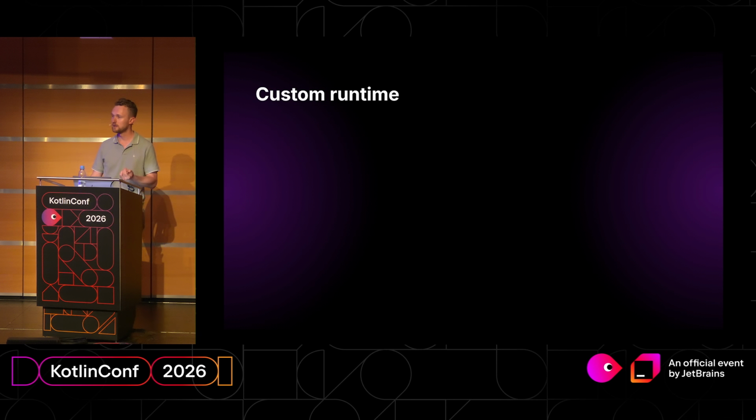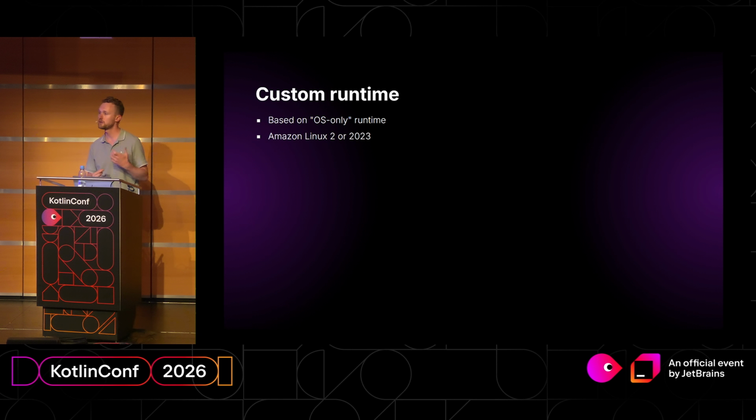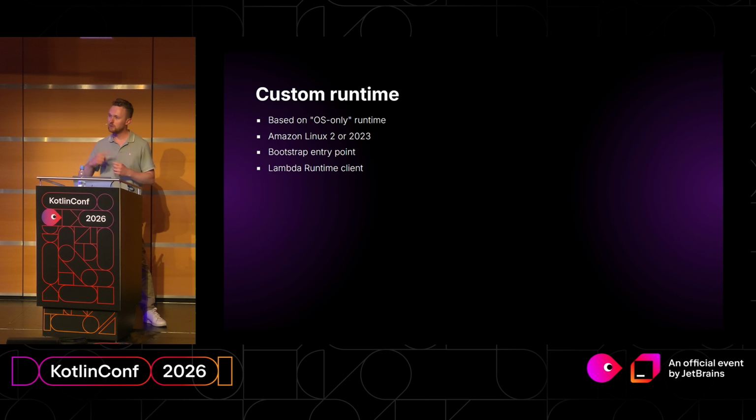So what does a custom runtime consist of? Well, like I mentioned, it's based on the OS-only runtime, which gets you a distribution of Amazon Linux 2 or 2023, depending on what you choose. You are responsible for creating an executable that forms the bootstrap or the entry point for the Lambda. You're also responsible for communicating with the Lambda runtime client, which is how you receive information about invocations that the handler needs to respond to.